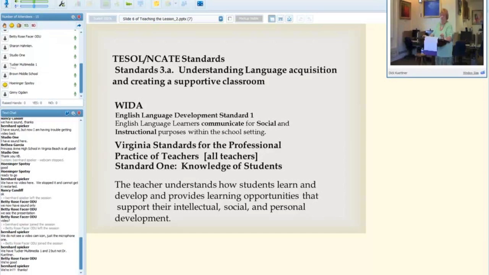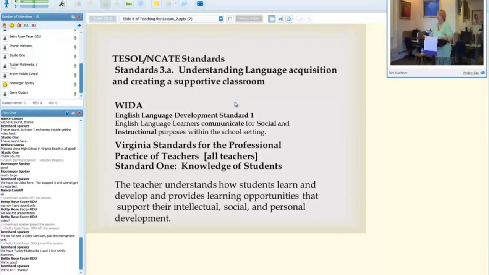And if you're working with TESOL, you're working with the WIDA standards that many states have adopted for their ESL, and we'll come back to that again later. I've put the Virginia standards for professional practice of all teachers down at the bottom, just copied it down. They don't all say exactly the same thing, but they're all in the same ballpark.